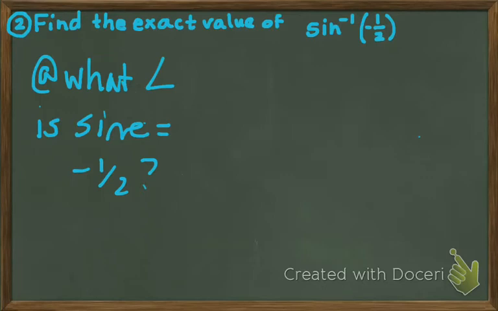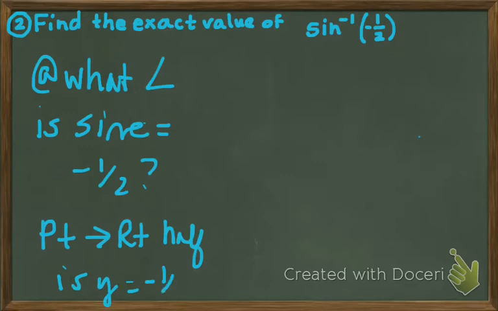In other words, at what point on the unit circle on the right side is the y-coordinate equal to negative 1/2 is what we're really asking. And the more you can think that way, the sooner you'll know the unit circle and the more useful it will be to you, and the better you'll understand these inverse relationships.